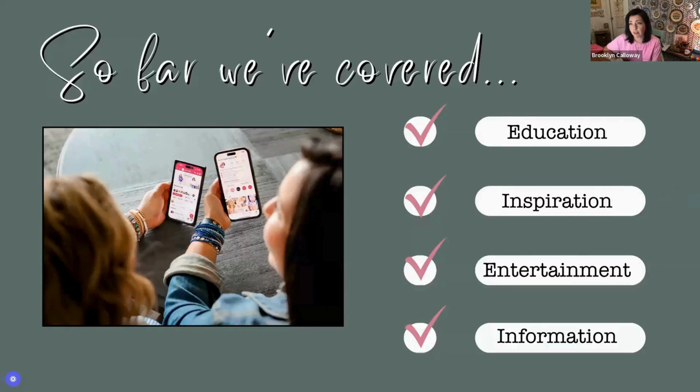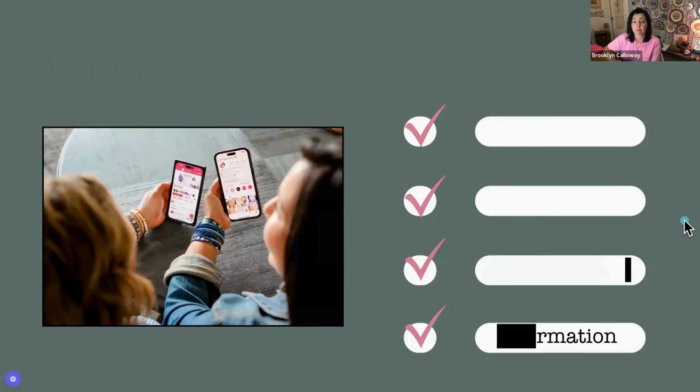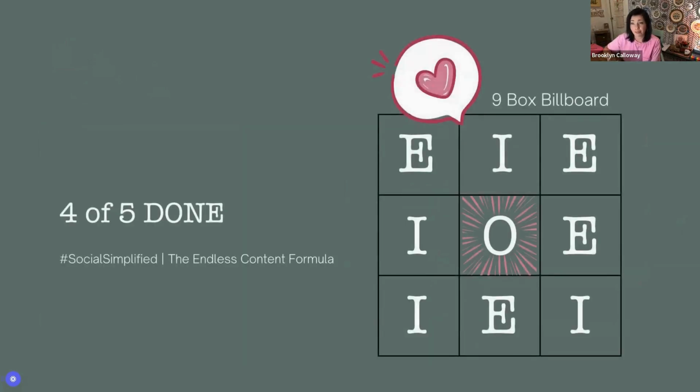So far, we've covered E is for education, I is for inspiration, E is for entertainment, and I is for information. We've done four out of the five. So the endless content formula, if you educate, inspire, entertain, inform, then you've earned the right to sell. So I cannot wait for you to see the last class, also a very straightforward class, but going to help you a lot with the offers because sometimes we forget to sell and we feel smarmy when we sell, but you can feel good about selling when you've done the other four.